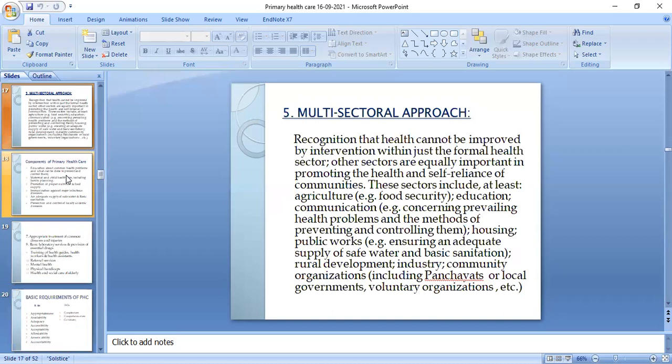And the fifth and last principle is multi-sectoral approach. Recognition that health cannot be improved by intervention within just the formal health sector, other sectors are equally important in promoting the health and self-reliance of communities. These sectors include at least agriculture, education, communication, health problems and the methods of preventing and controlling them, housing, public works, rural development industry, community organizations, and local governments and voluntary organizations.